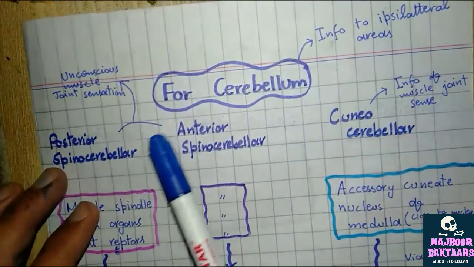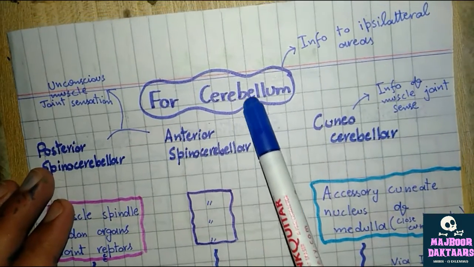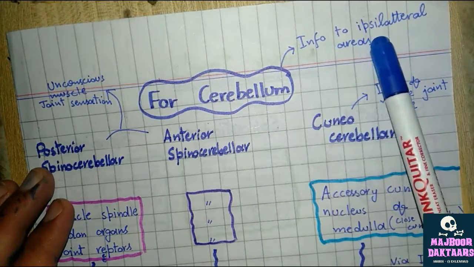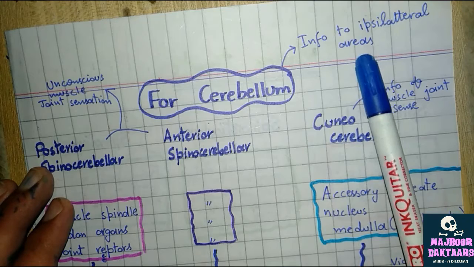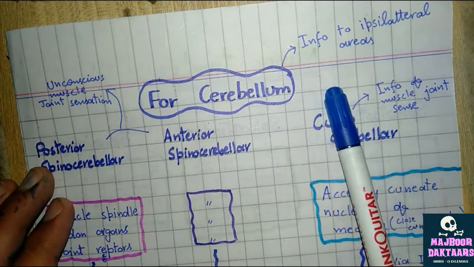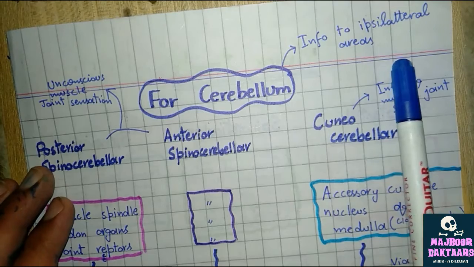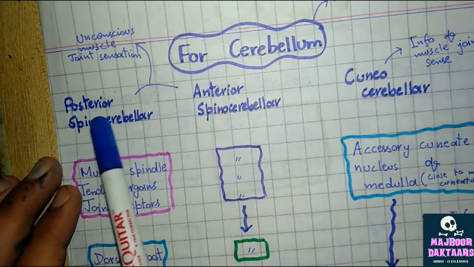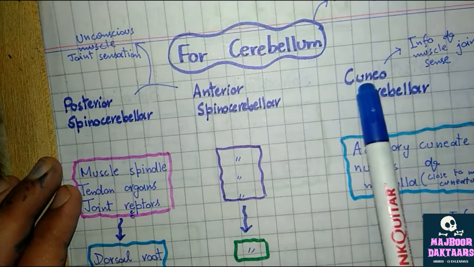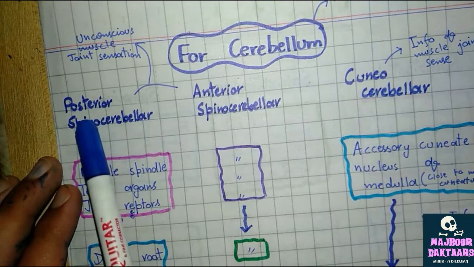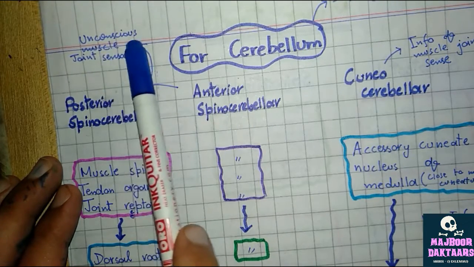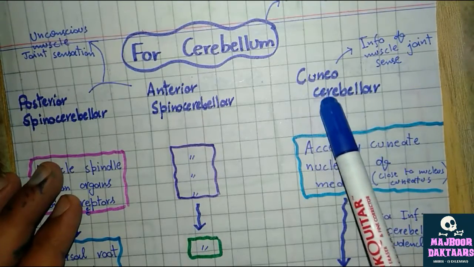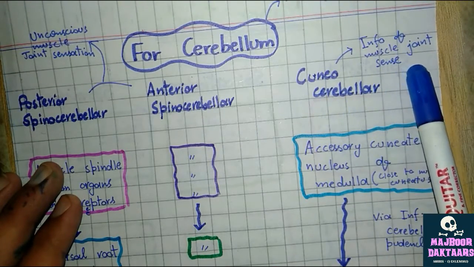Now moving towards the tracts for the cerebellum. An important point is that the information goes to the ipsilateral area in the cerebellar tracts. That means if the information is coming from the right side of the body, it will move to the right side of the cerebellum. Here two spinocerebellar tracts and one cuneocerebellar tract are involved. The posterior spinocerebellar and anterior spinocerebellar both conduct unconscious muscle sensation, and the cuneocerebellar has the same role, information of muscle and joint sensation.